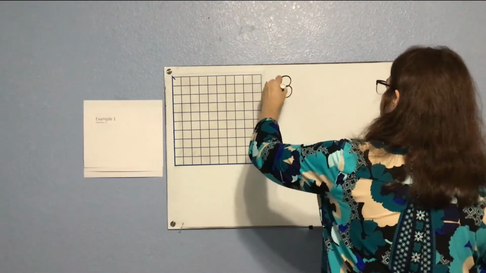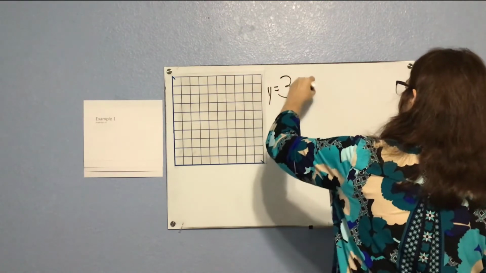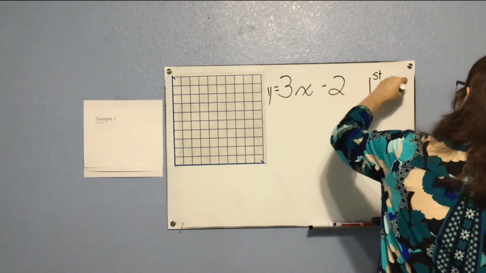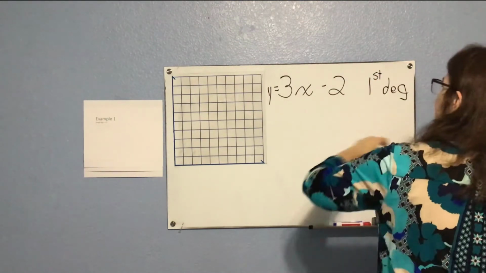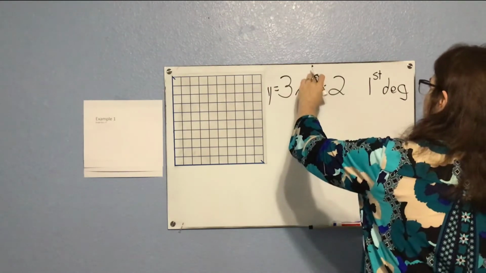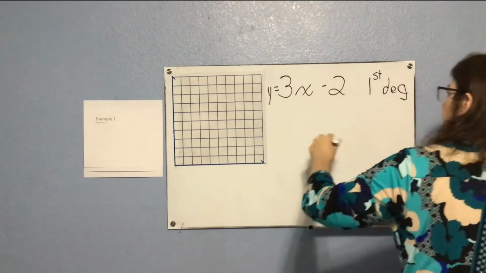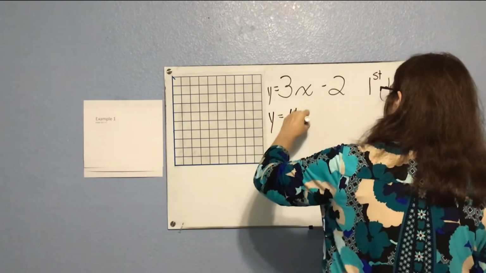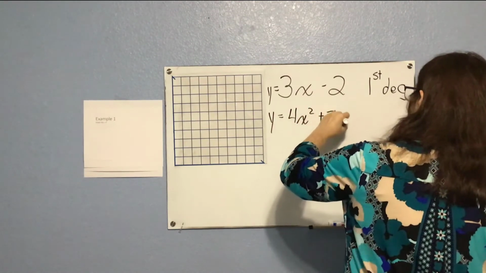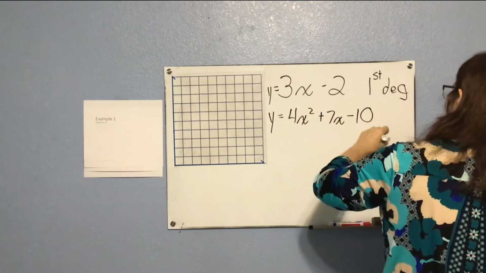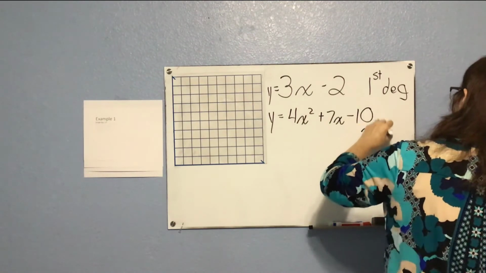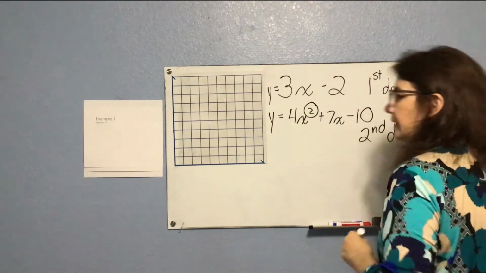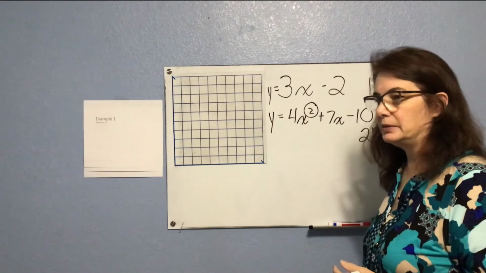If I have, let's say, y equals 3x minus 2, that is a first degree polynomial because the exponent for x, we don't write it, but the exponent would be 1, so first degree. If I have y equals 4x squared plus 7x minus 10, this is a second degree polynomial because of that highest exponent of 2.